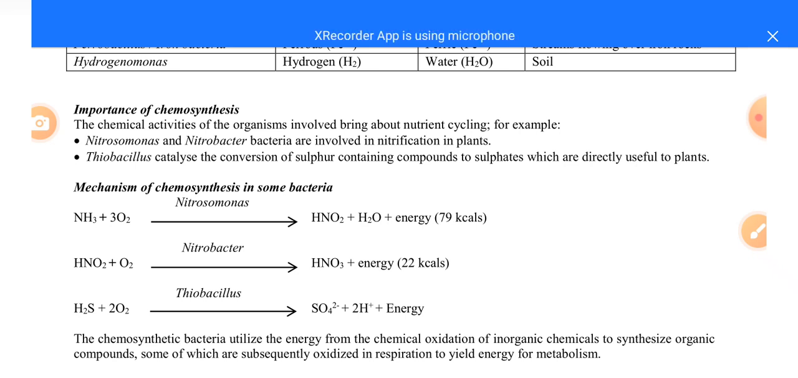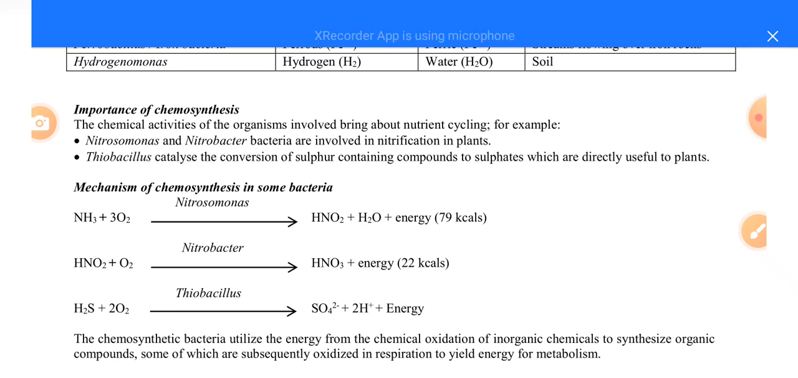So from there, we can go below and look at what we call the mechanism of chemosynthesis in some bacteria. So the mechanisms are written there. How do these things convert? How do they work? So they have given you the one for ammonia. We say that ammonia is worked upon by the what? By the Nitrosomonas, and it converts it to what? To nitrite, as you can see there. They have given you also the one for Nitrobacter and the one for Thiobacillus. So those are some of the mechanisms of chemosynthesis in what?